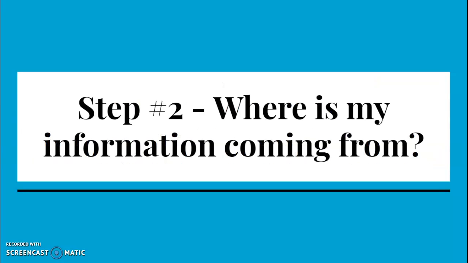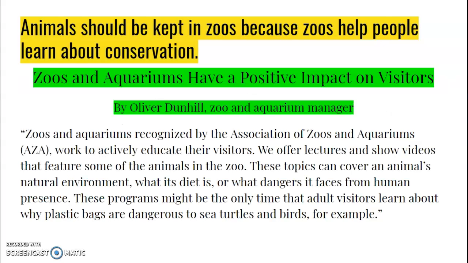So now I got to move on to my second step. Where is my information coming from, and how do I include that in my paragraph? So I highlighted in green here the title of my article and my author, Oliver Dunhill, and because he's the speaker, he's the one that's talking here, he's the one that gave me this quote, I'm going to use him to introduce this evidence.